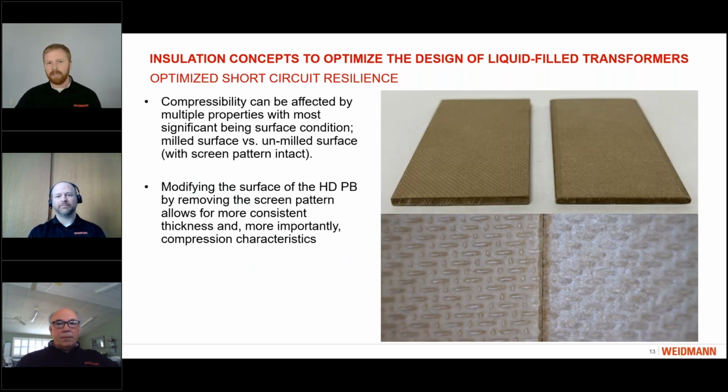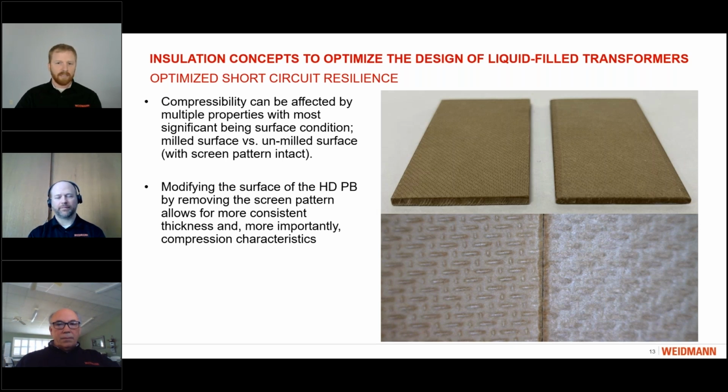Compressibility can be affected by multiple properties. However, most significant is the surface condition of that material. So when we look at compressibility of radial spacer materials, we consider material that has a milled surface pattern or an original unmilled surface with the screen pattern intact. The images on the right show two variations of material.